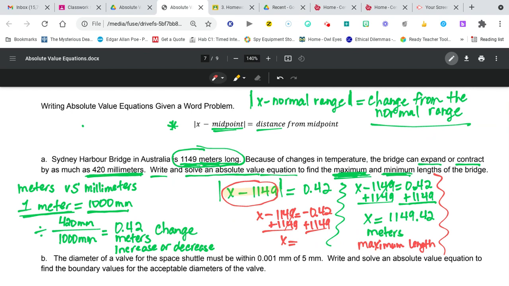all right, think about this in terms of money. If you take 42 cents from $1,149, you're going to end up with $1,148.52. Excuse me, 58 cents.